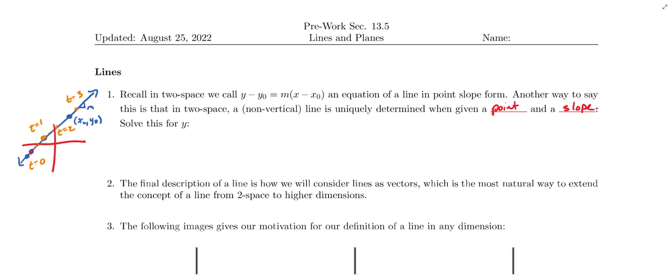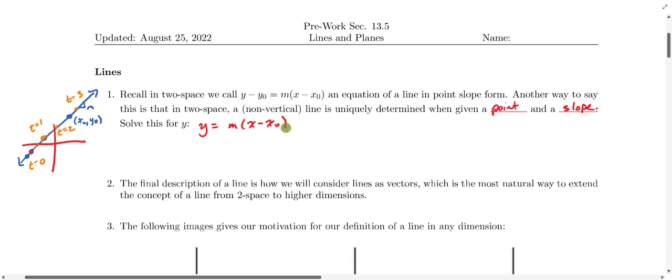So what I'd like to do is give a parameterization for a line. Solving the point slope form of the line for y, we get y is equal to m times the quantity x minus x naught plus y naught.